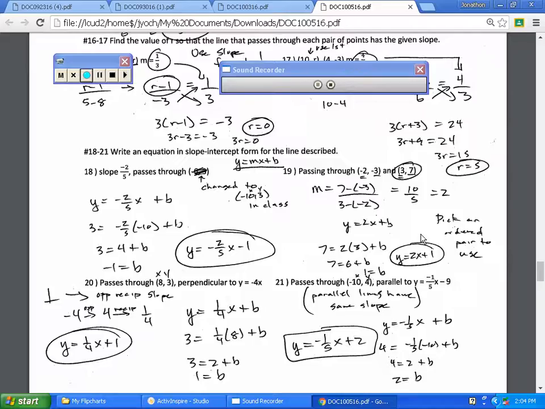19, do 7 minus the negative 3 over 3 minus the negative 2. 10 over 5 is equal to 2. That's your slope. Pick an ordered pair to use. I like 3, 7. Plug 7 in for y, 3 in for x. You get b is 1.